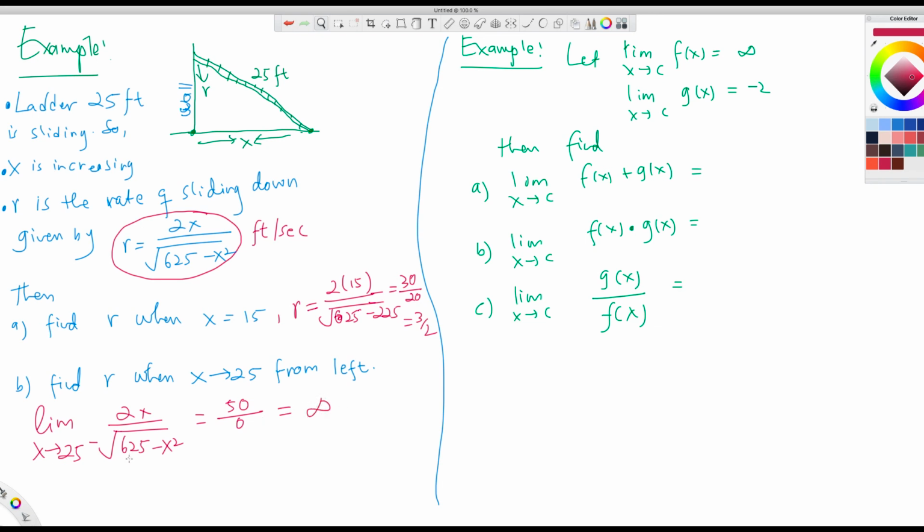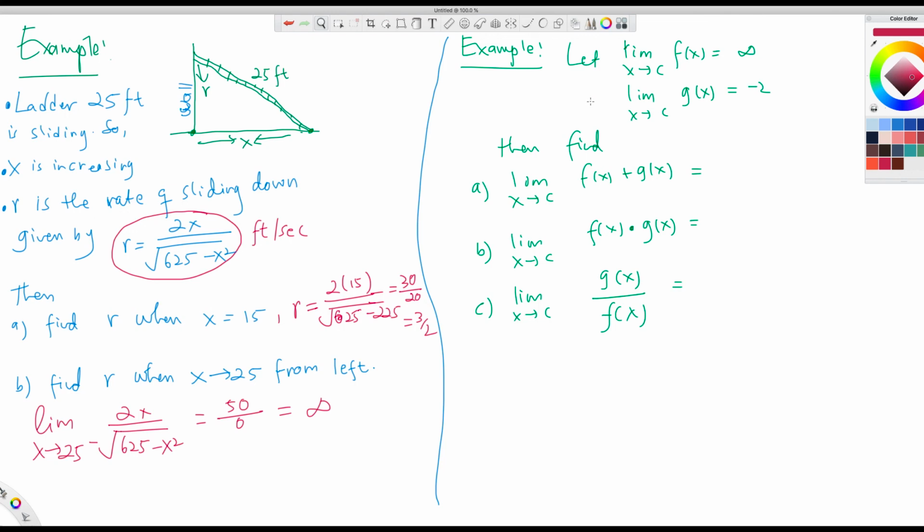Okay, so if it was x squared minus 625 and you are going to the left, in that case it would be negative there, because the difference would be negative at that time. But here, since x is going to 25 from a smaller value than 25, it will be like 24 squared, 24.5 squared, 24.6 squared, 24.9 squared, 24.999 squared, and so on. At that time, every time it will be positive. So it is positive 50 over 0, positive sign. Okay, so it is positive infinity.